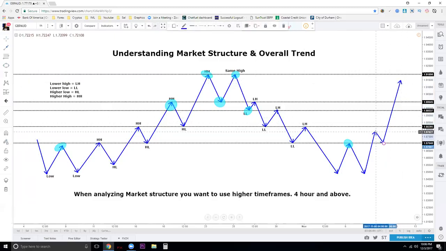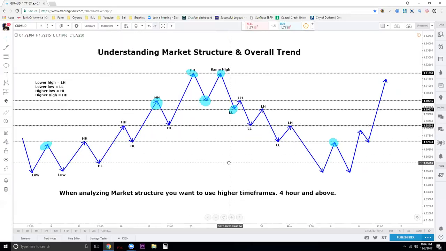Okay, that is market structure, and that's also how you identify the overall trends for the moves that we are looking at. All right, these are ways you make a lot of money in this market because you're catching a lot of pips, especially if you're doing it on the 4 hour and above. These swings right here are a lot of pips that are usually in these 4 hour swings.